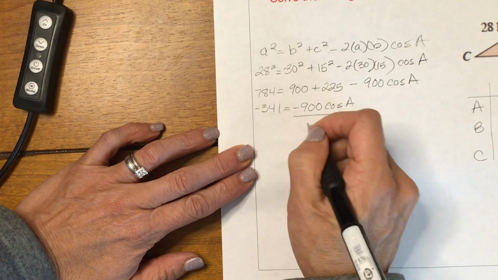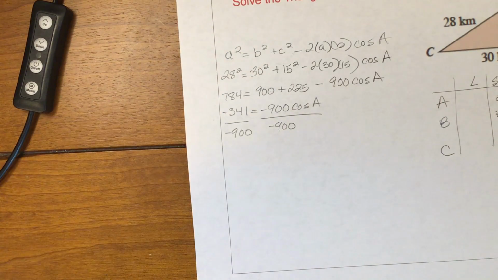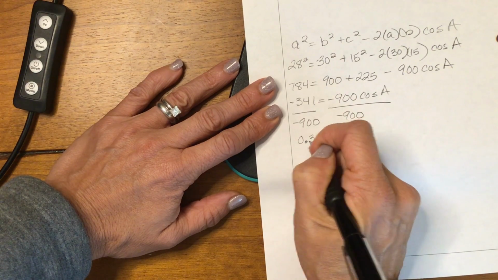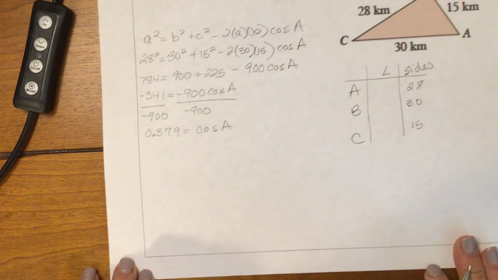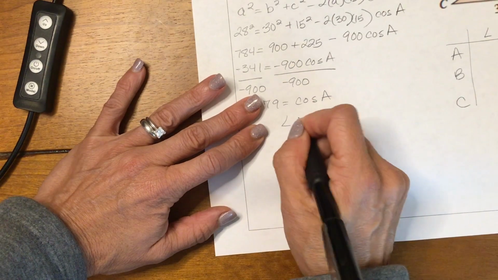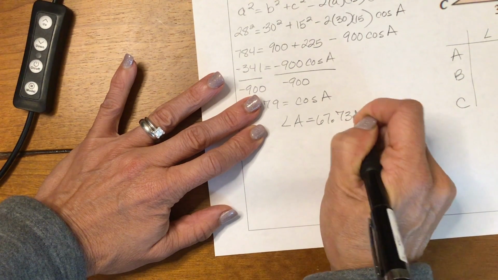I'm going to divide both sides by negative 900. And that gives me, rounding to the thousandths, 0.379 equals cosine A. I'm going to have to take the inverse cosine of this. So when I do that, inverse cosine of 0.379 gives me an angle A that is about 67.73 degrees.